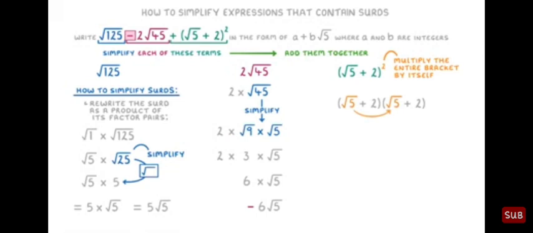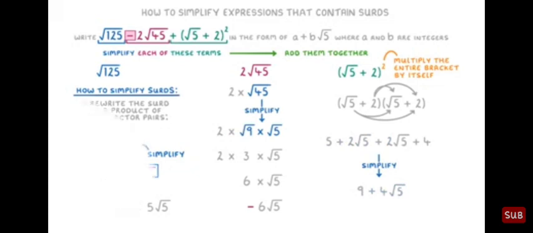So root 5 times root 5, which is 5, plus root 5 times 2, which is 2 root 5, plus 2 times root 5, which is 2 root 5 again, and finally 2 times 2, which is 4. And if we simplify this, 5 plus 4 is 9, and 2 root 5 plus 2 root 5 is 4 root 5. So we end up with 9 plus 4 root 5.